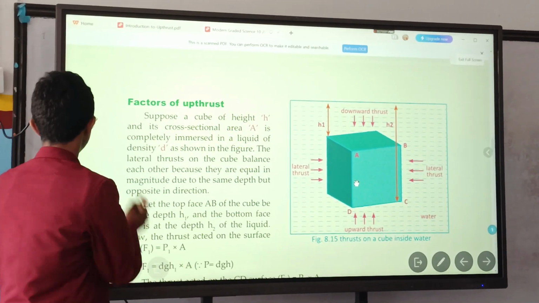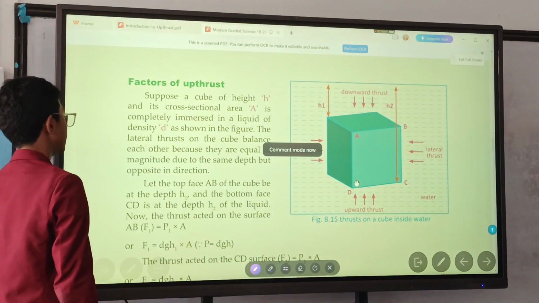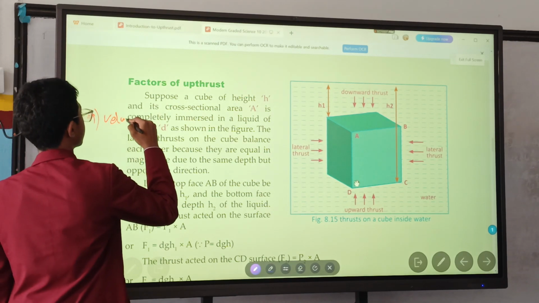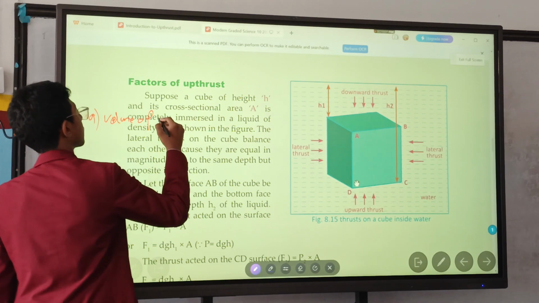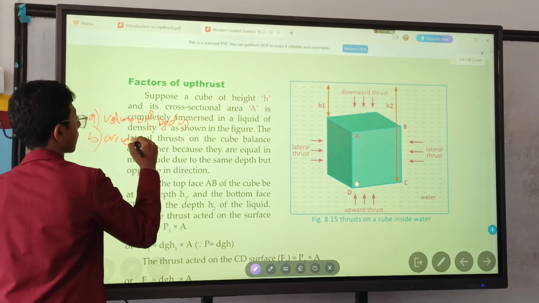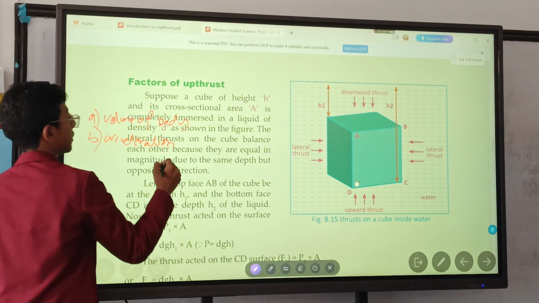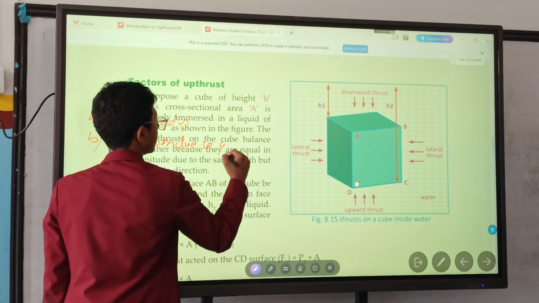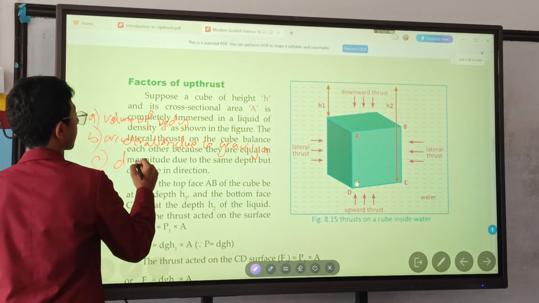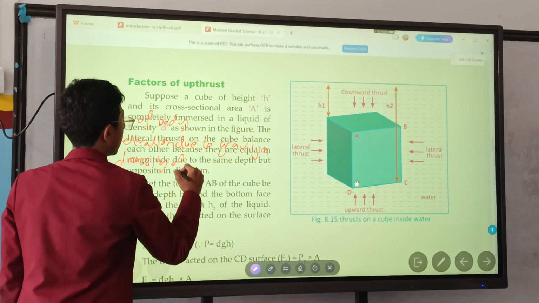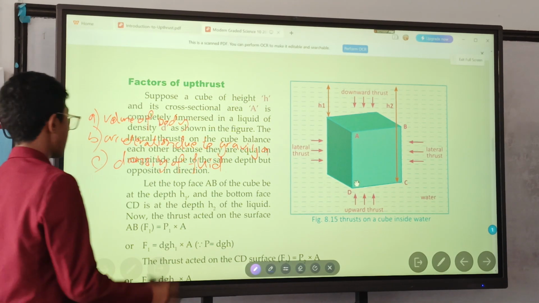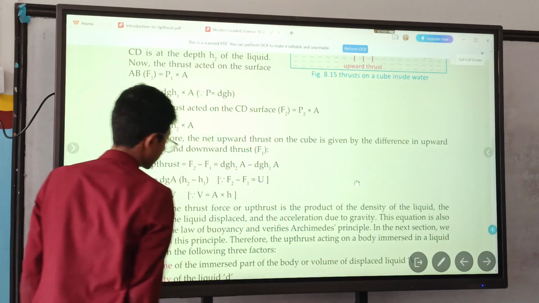Factors of upthrust. Upthrust mainly depends on three factors. One is the volume of the body. Second is the acceleration due to gravity, g. And third is the density of the fluid. Upthrust depends on these three factors.